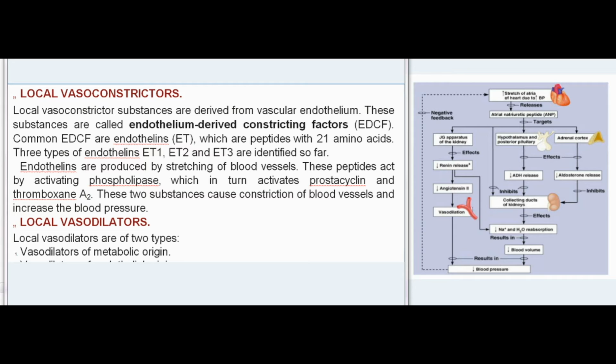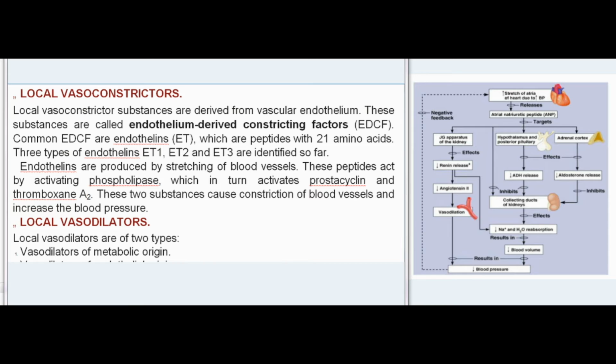Endothelins are produced by stretching of blood vessels. These peptides act by activating phospholipase, which in turn activates prostacyclin and thromboxane A2. These two substances cause constriction of blood vessels and increase the blood pressure.